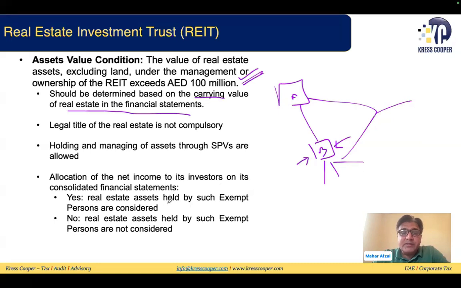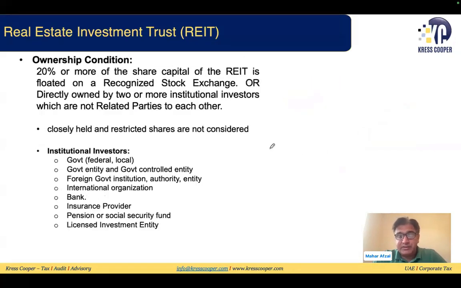Yes, real estate assets held by such exempt persons are considered. If the net income is not being distributed to the investors on an overall basis, but separately A is distributing based upon A, then B's assets will not be considered.